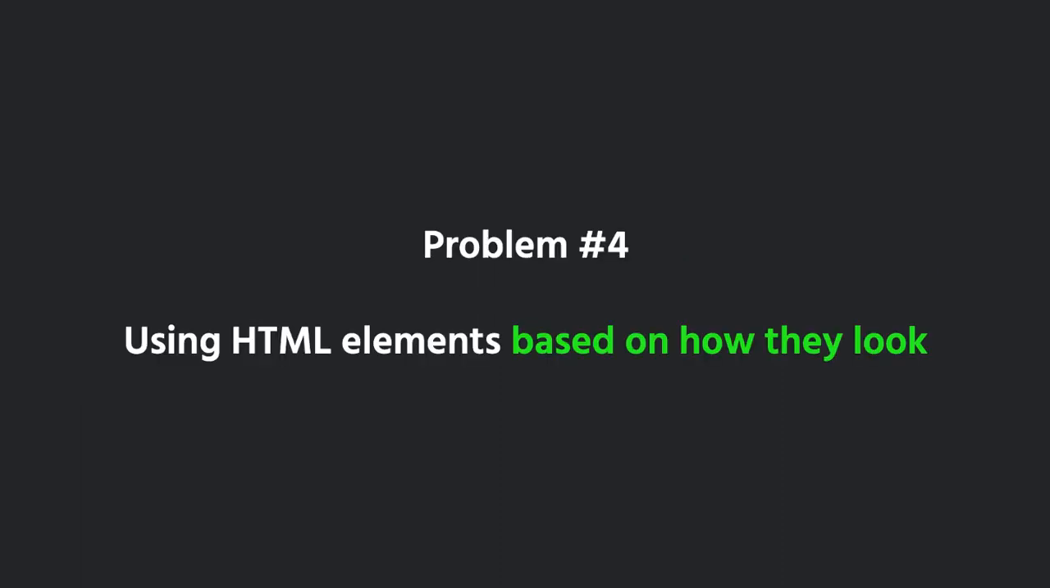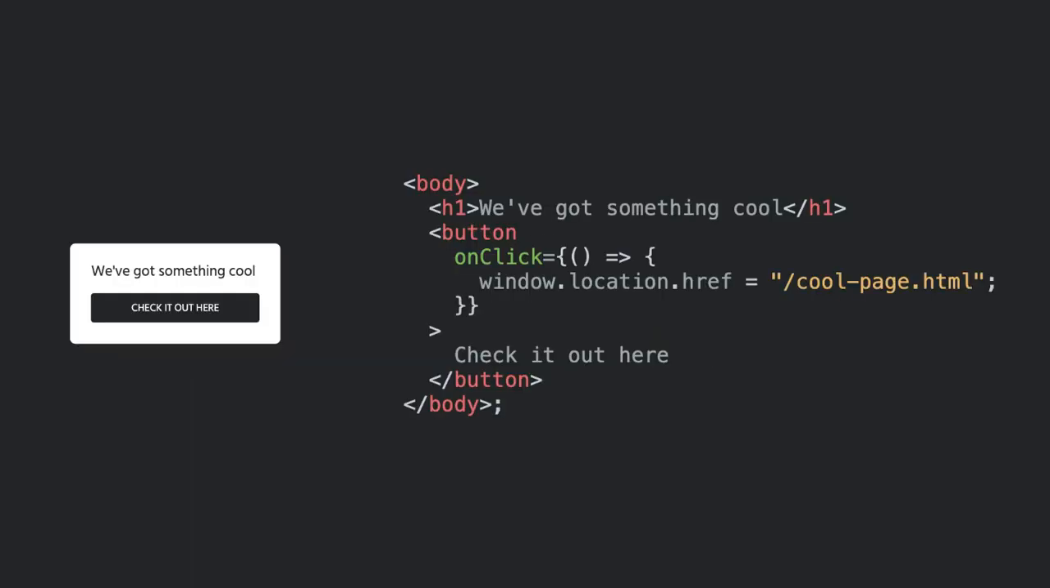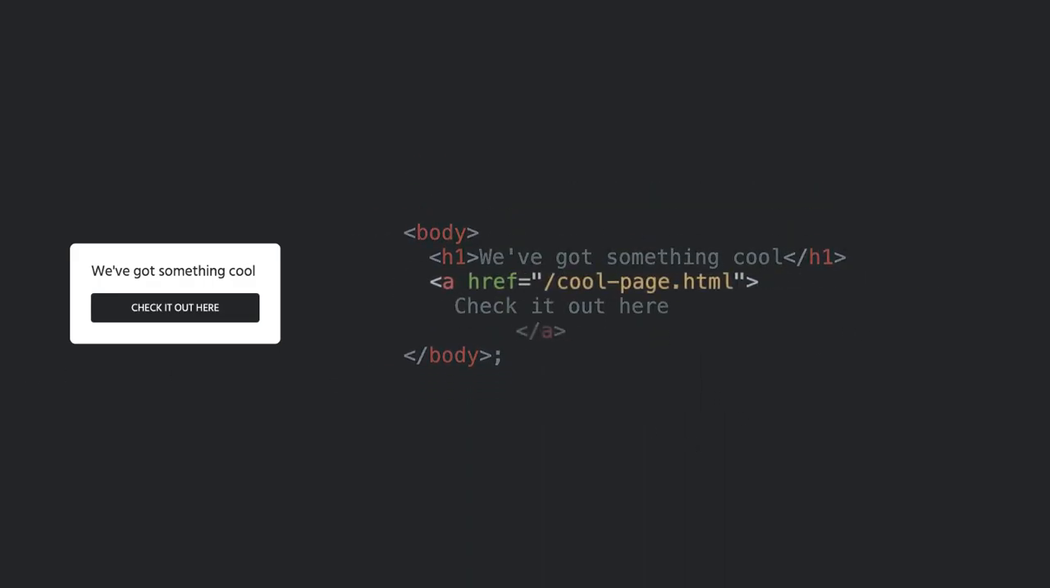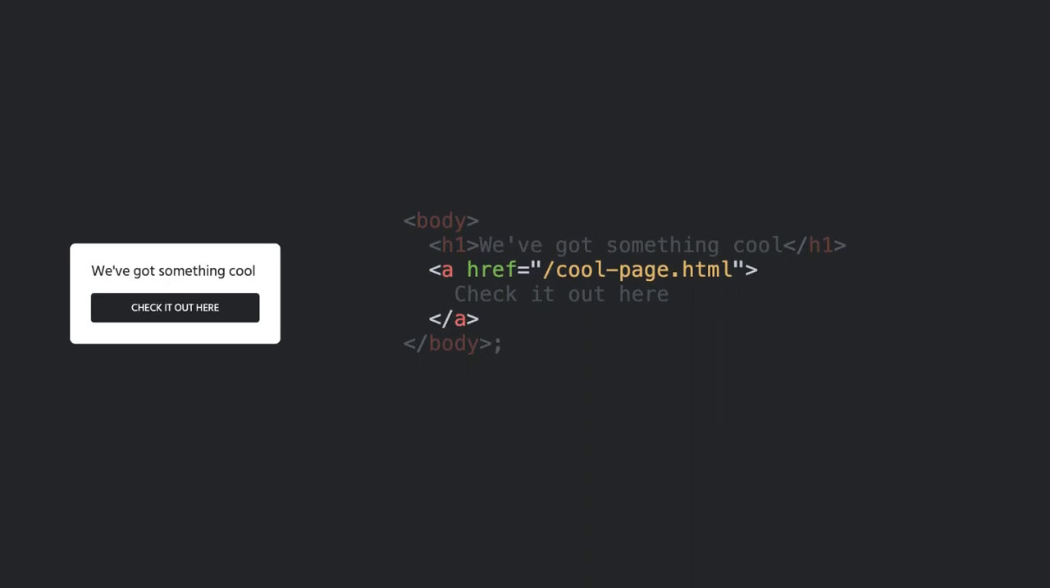Problem number 4 is using HTML elements based on how they look. This is kind of the reverse of the last one a little bit, where this is a semantic element, a button, because we want this thing to look like a button. But the thing is, this is actually a link. What this is doing is it's setting the location to a page. And I see this a lot when you want something to look like a button but behave like a link. And so you use the semantic element that says it's a button. The right way to do this is just use the right element, use the actual A tag, because that signals to a screen reader that this is going to take the user to another page.